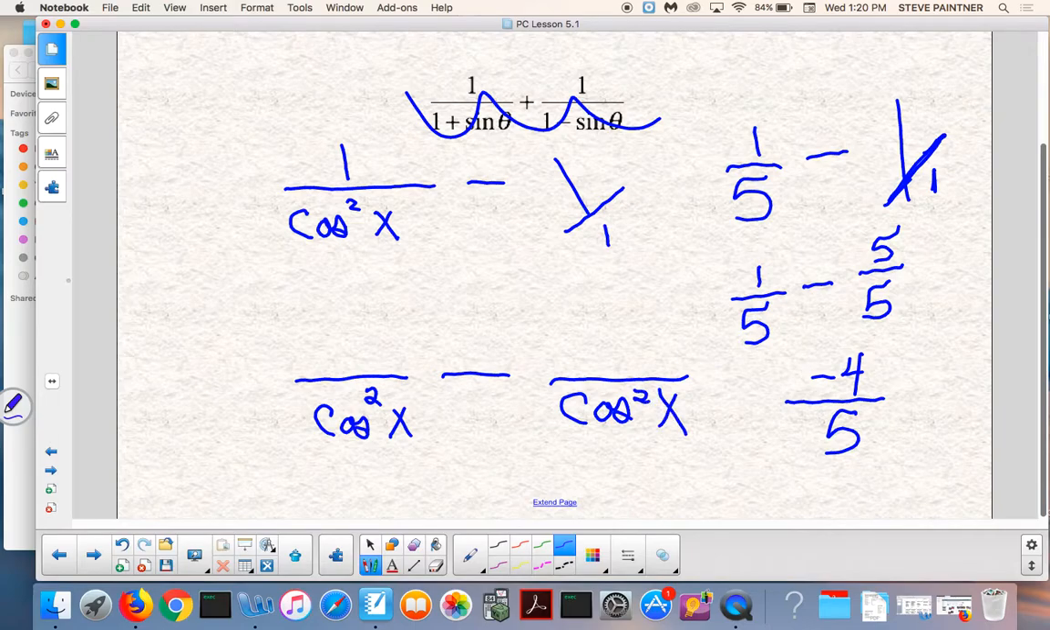Well, this one you don't even have to do anything with. But this one you'd have to multiply the 1 on the bottom by cosine squared to get it to be this. Well, and same thing here, right? And you get cosine squared.